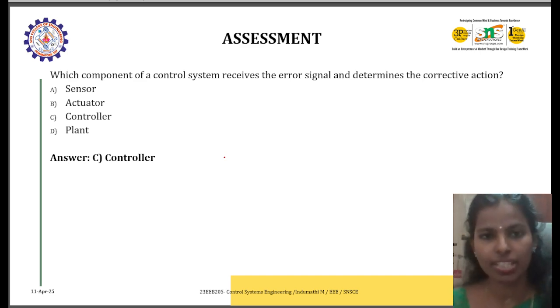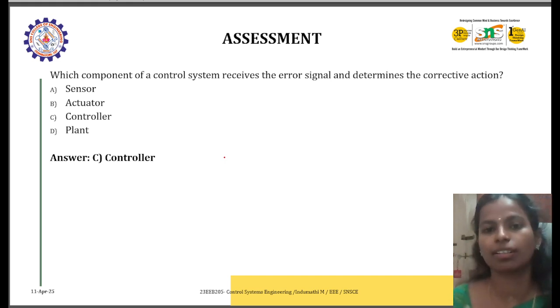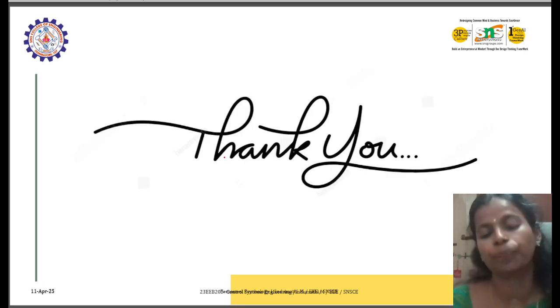Here we have a question. Which component of a control system receives the error signal and determines the corrective actions? We have sensor, actuator, controller, and plant. The component which receives the error signal here is the controller. The controller receives the error signal and changes according to the requirement of the system output. So the controller is the main part to check the errors. That's all about the basic elements of the control system. Thank you.